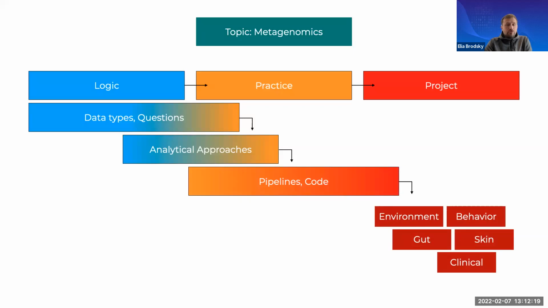So how can you find data? What does that data look like? What does the sequencing data look like? What does the metadata look like? And how can we apply everything that we have learned to these examples?